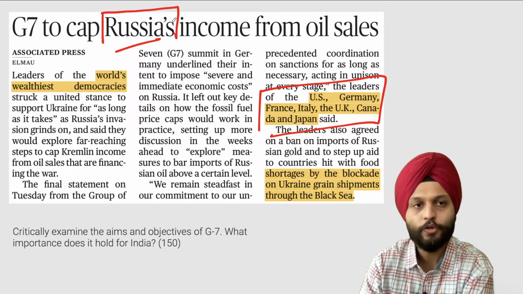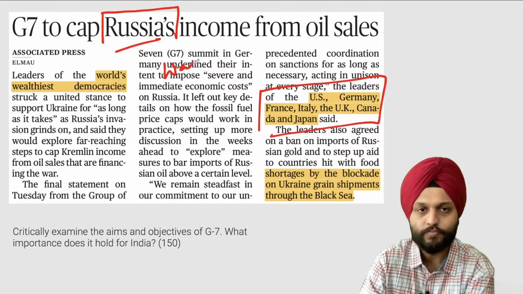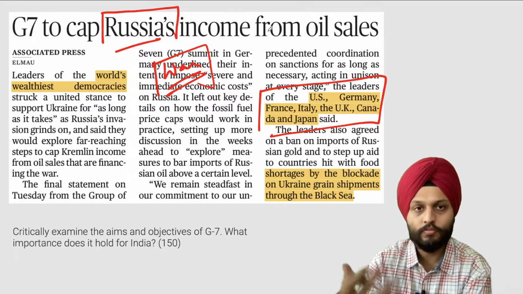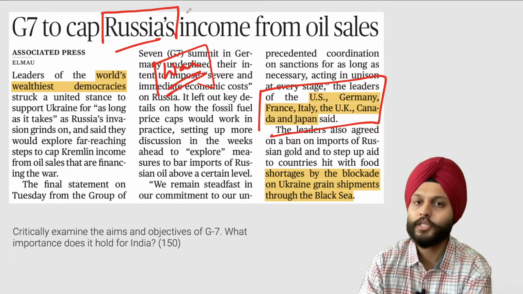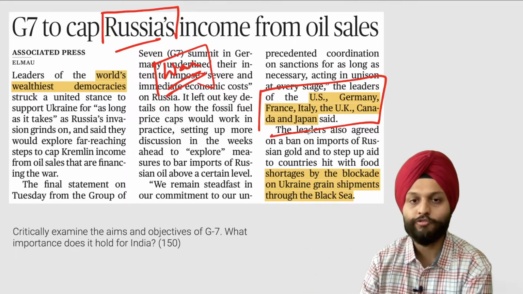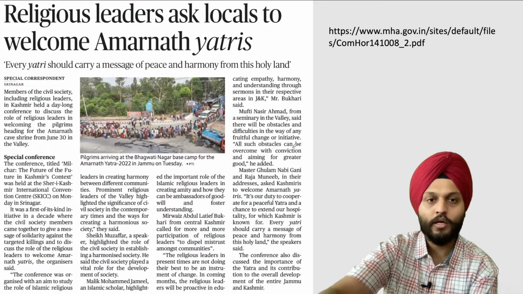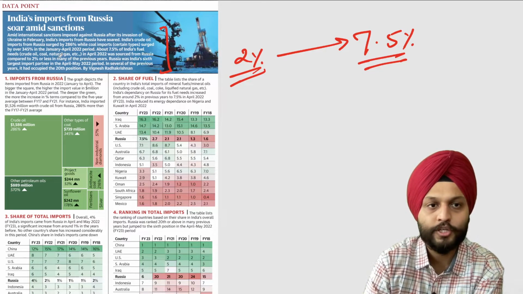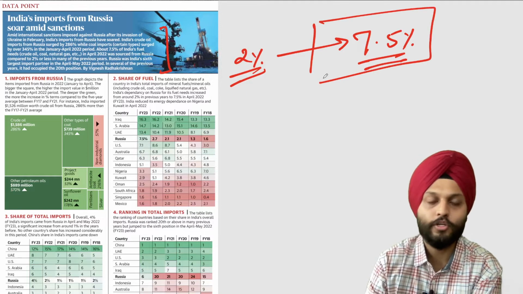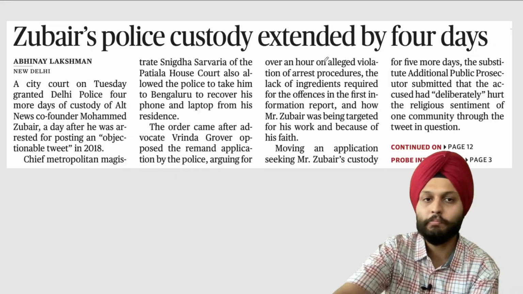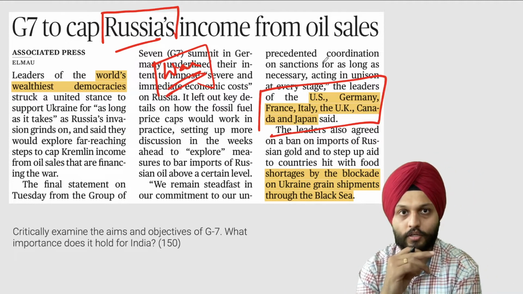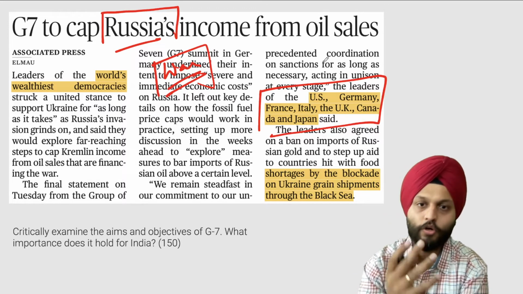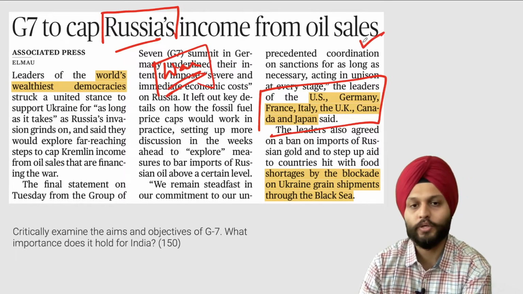Okay, so G7 to cap Russia's income. Now the war is taking place and sanctions have been imposed on Russia. But what is being seen is that Russia's oil exports and Russia's overall exports of grains, gold, etc. have actually increased, as in the case of India as well. We were importing about 2% of energy from Russia, and now it has increased to 7.5%. So our imports have actually increased specifically after the war. To curtail that issue, to curtail the incomes of Russia and put more pressure on Russia to stop the war, this has been initiated.